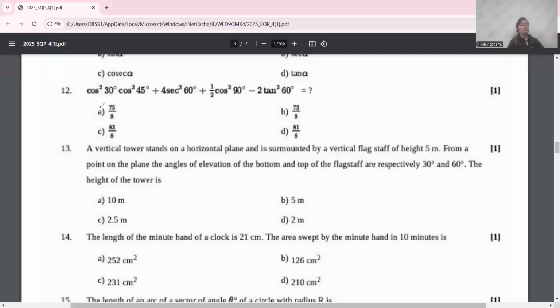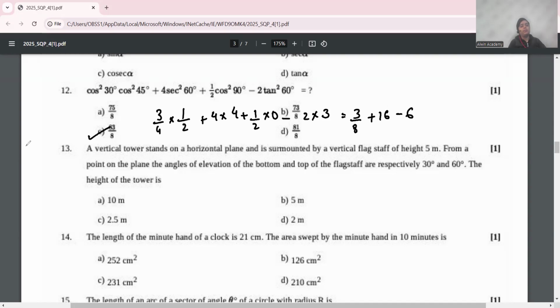particular operations. So value of cos 30 is root 3 by 2 squared, it would become 3 by 4 times cos 45 is 1 by root 2, 1 by root 2 squared is 1 by 2 plus 4 times sec 60 is 2, 2 squared is 4 plus half of cos 90, 0 square is also 0, minus 2 into tan 60 is root 3 squared is 3. Herein, when I solve this further, we get 3 by 8 plus 16 plus 0, no need to write it, minus 6. So 3 by 8 plus 10, which would give us 83 by 8, option number C.